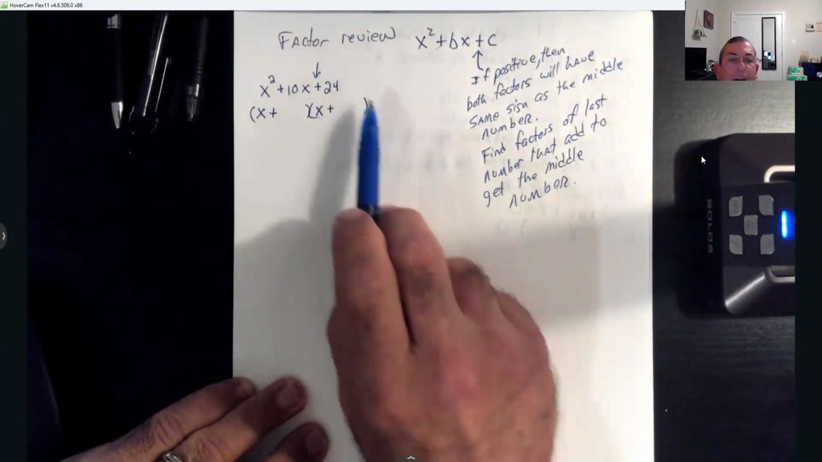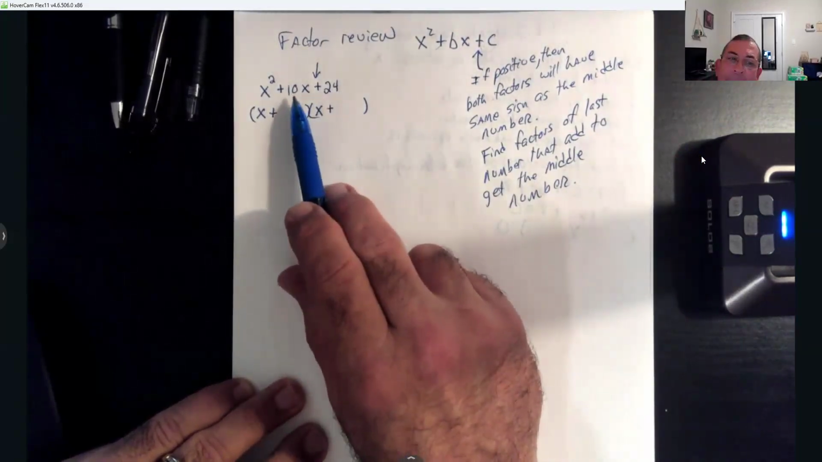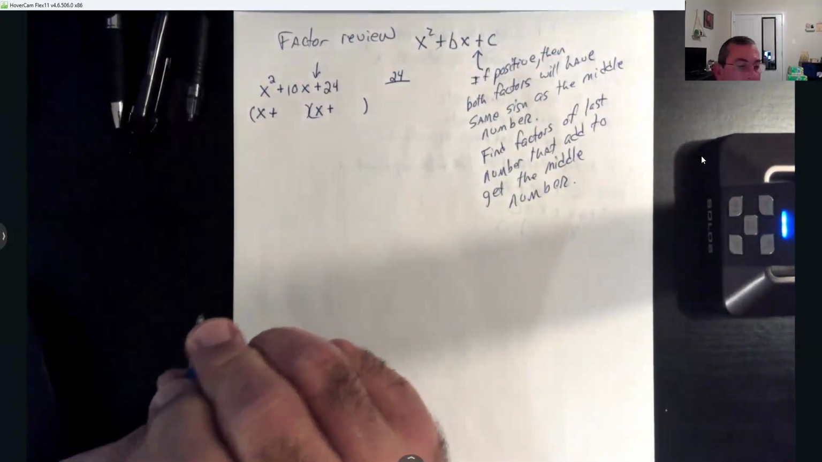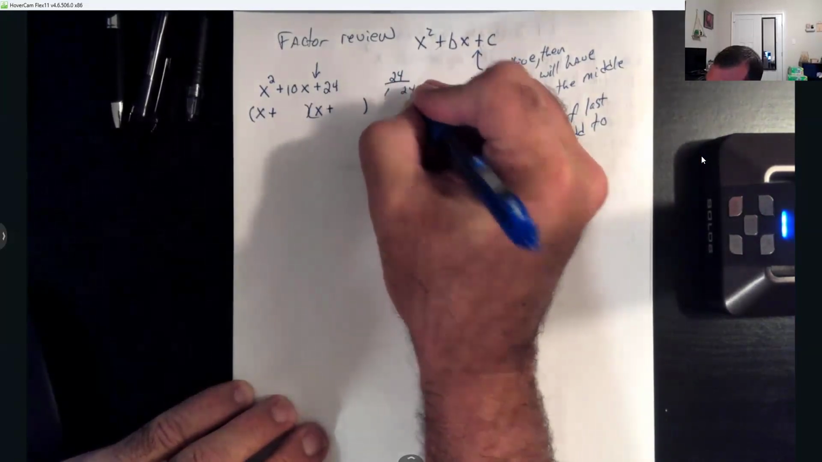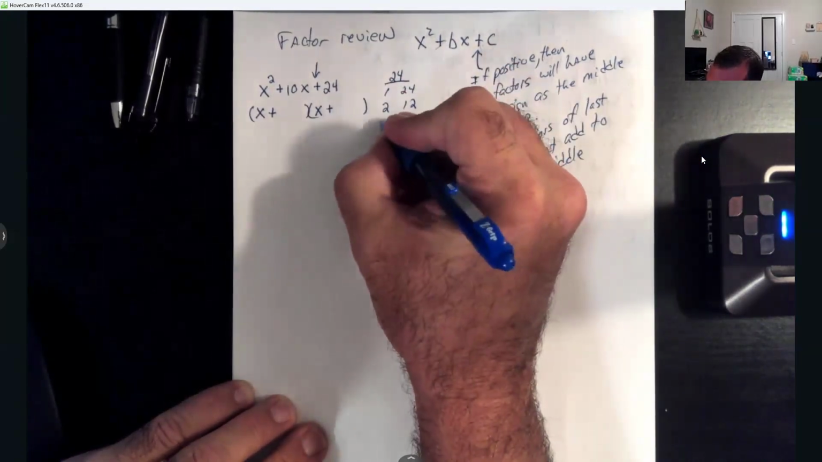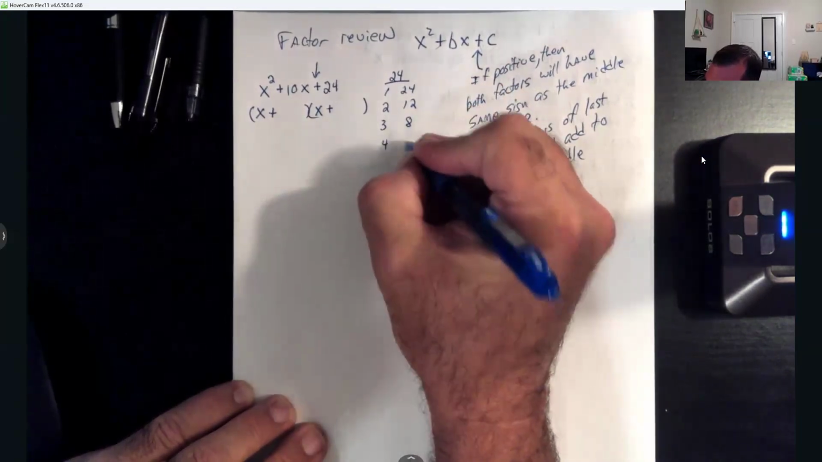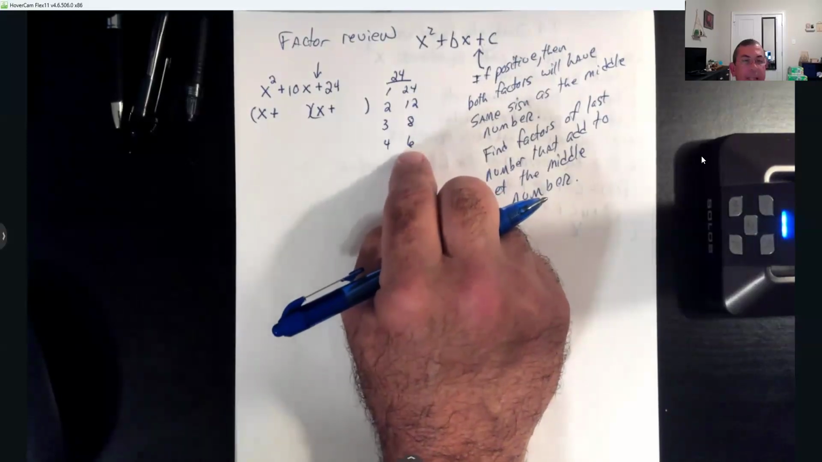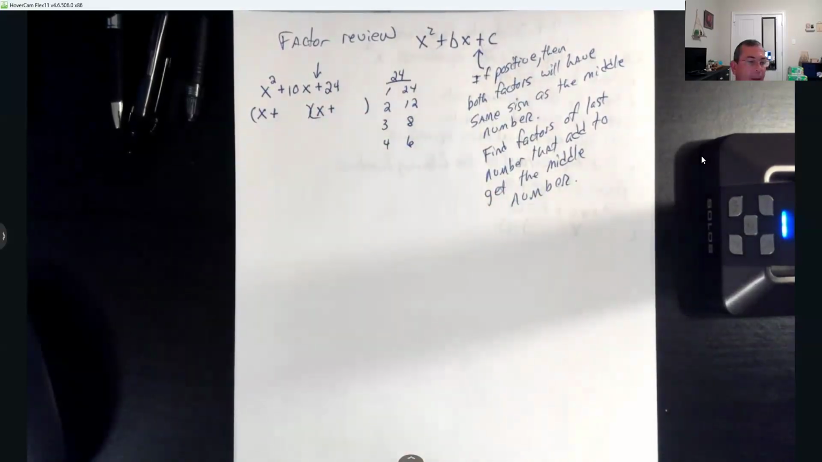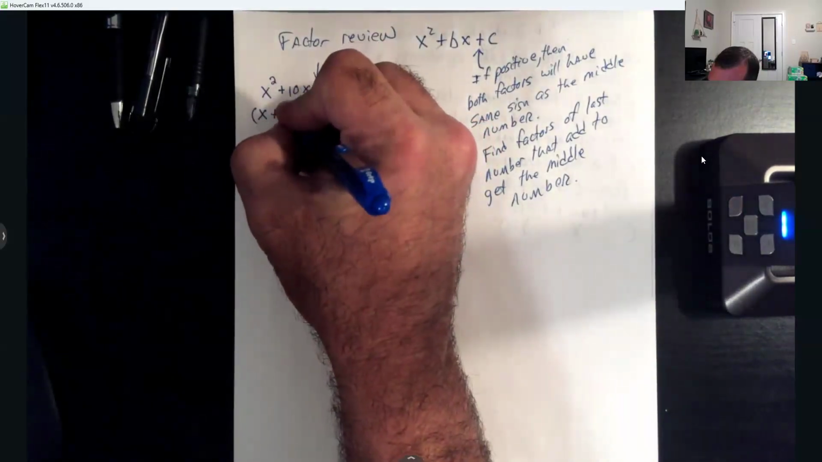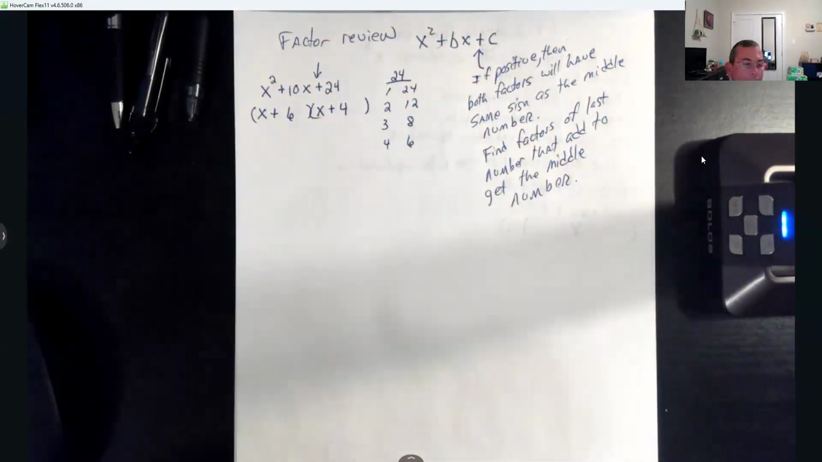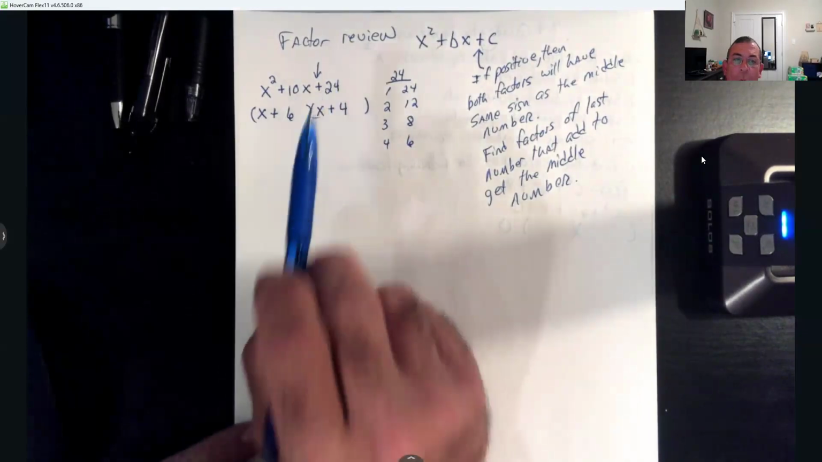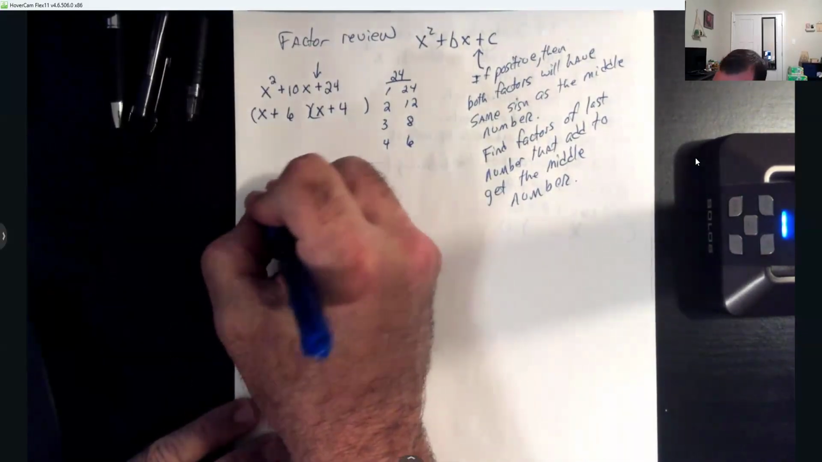So all I need to do is find factors of 24 that'll add to get 10. So y'all, you can write out your factors. You got 1 times 24, 2 times 12, 3 times 8, 4 times 6. What two factors do I want out of this list that'll give me a 10? And that's going to be 6 and 4, y'all. So I can put in my 6 and 4. Notice 6 plus 4 equals 10. 6 times 4 equals 24. So that one's done. Now y'all try this one.